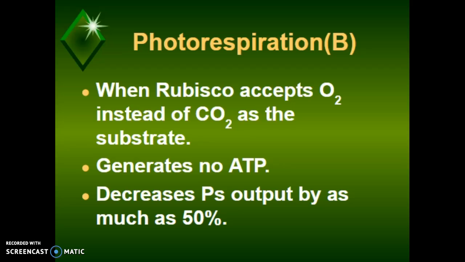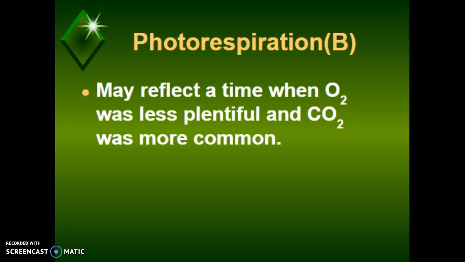Photorespiration is a bad thing. It's when Rubisco accepts oxygen instead of CO2 as a substrate. It's really, really similar to what happens to humans and other animals when we get carbon monoxide poisoning. We've got the wrong molecule being accepted, and then the process is going to continue, and it's going to mess things up. So as a result, we're going to make no ATP, which is kind of the point of the process, is to make ATP. And it decreases photosynthesis or photosynthetic output by as much as 50%. So it's obviously a pretty big deal.